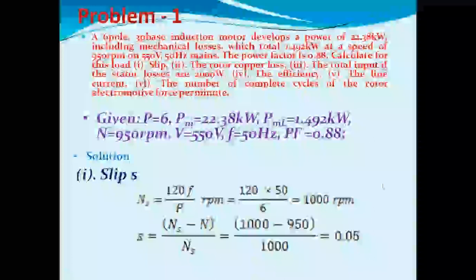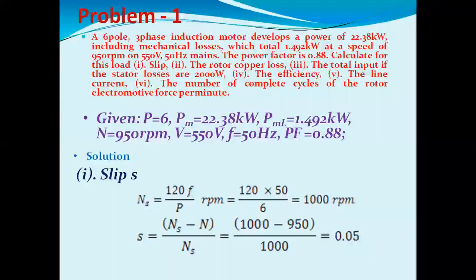So the first problem: a 6-pole three-phase induction motor develops a power of 22.38 kilowatt, including mechanical losses which total 1.492 kilowatt, at a speed of 950 rpm on 550 volt 50 Hz mains. The power factor is 0.88. Calculate for this load: first the slip, second the rotor copper loss, the total input if the stator losses are 2000 watt, the efficiency, the line current, and the number of complete cycles of the rotor electromotive force per minute.